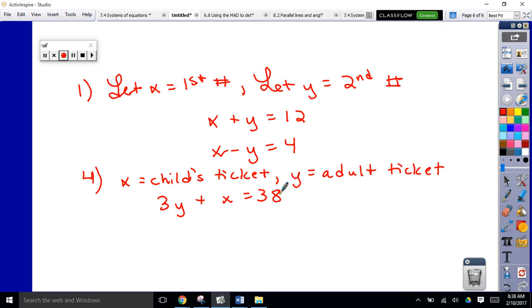So we write an equation for day 1. Day 1, they sold 3 adult tickets or senior tickets plus 1 child ticket, and they earned $38 altogether. Okay, what would the second equation be? Go ahead. 3y plus 2x equals... Good. 3y plus 2x equals 52. Okay, and then you would solve those. Elimination would be pretty easy for that system as well.